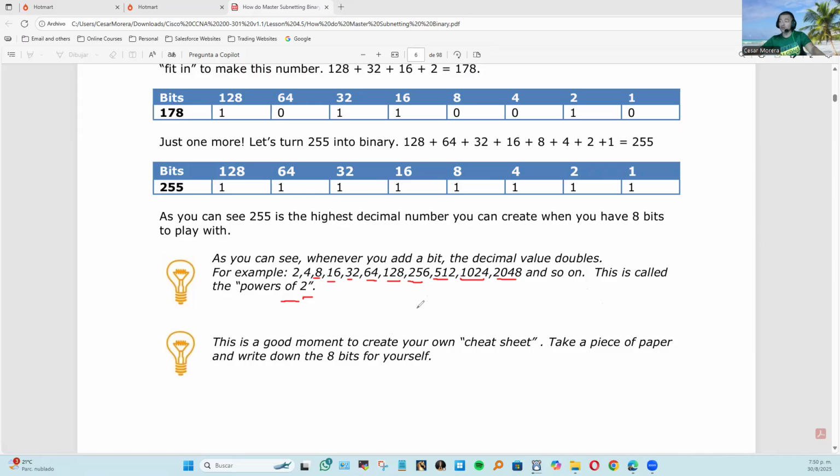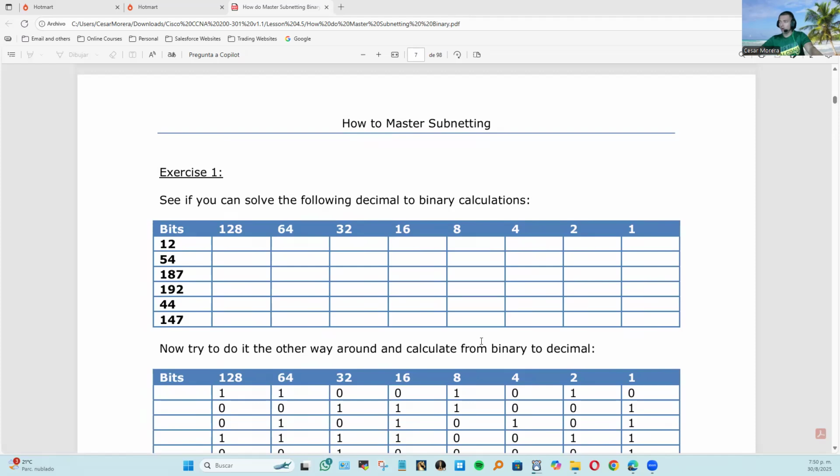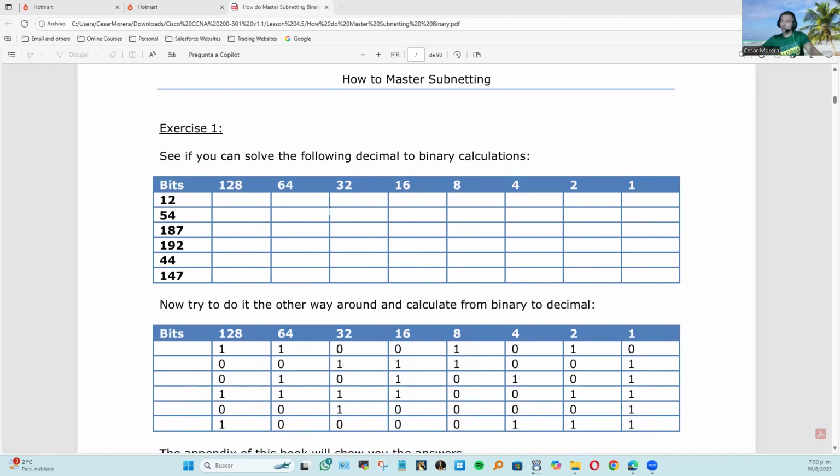This is a good moment to create your own cheat sheet. Take a piece of paper, use your notebook, and write this table, so when you're doing the conversion from decimal to binary, it will be easy for you to do this conversion that we have been doing so far. Let's clear the drawings for a moment. Let's move on.